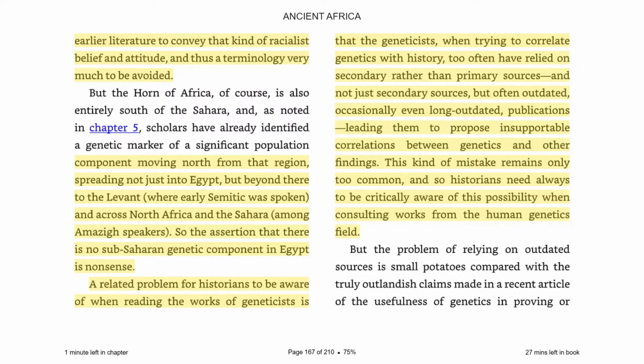But let's continue. It says, let's read it again. A related problem for historians to be aware of when reading the works of geneticists is that geneticists, when trying to correlate genetics with history, too often have relied on secondary rather than primary sources. Okay.